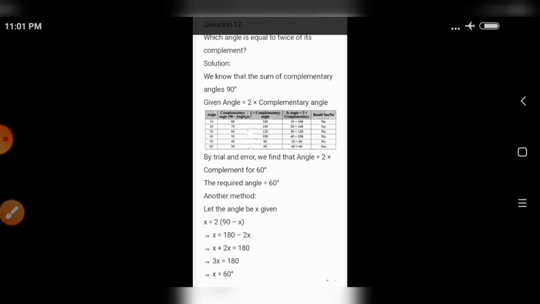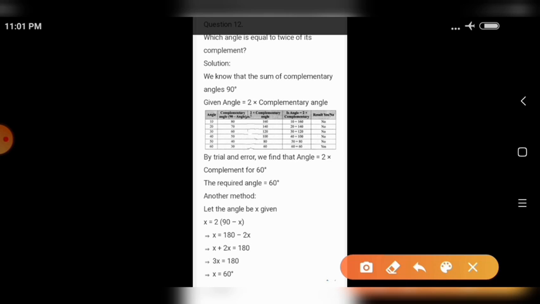Next, 12th sum. Which angle is equal to twice its complementary angle? Twice its complementary angle. Which angle? That is x. x is equal to 2 into the complement. Complementary means 90, so 90 minus x. It is the complement, not complementary; from complementary, one angle is the complement.